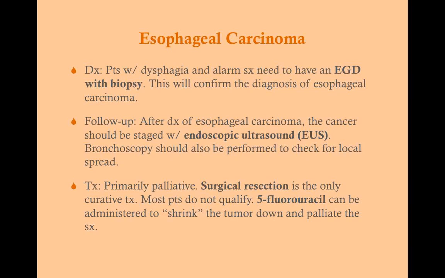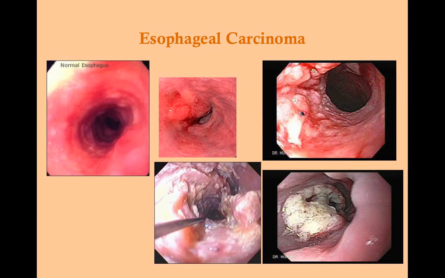and what we do is we administer 5-fluorouracil, which is a chemotherapeutic agent, and that shrinks down the tumor a little bit. It doesn't prevent the progression of the cancer, but it shrinks the tumor down a little bit to palliate the dysphagic symptoms. And so here I've got pictures from endoscopy, from EGD.